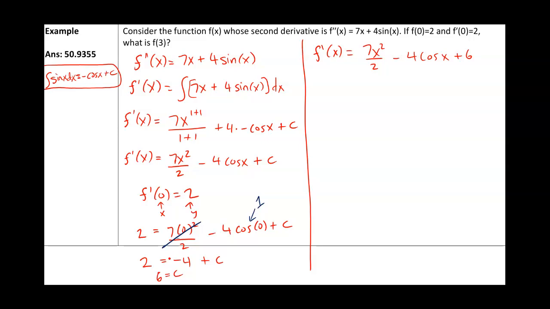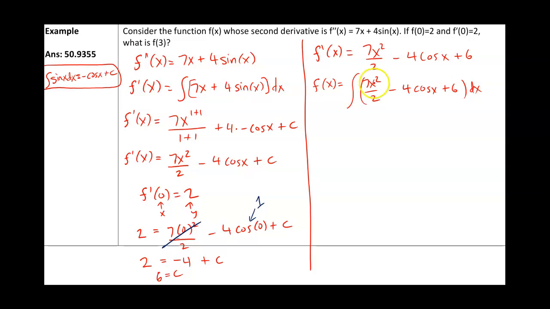From there, we need to keep going, and we need to integrate this one more time in order to find the original function, f of x. So if I integrate this, I have 7 over 2x squared minus 4 cosine of x plus 6 dx.